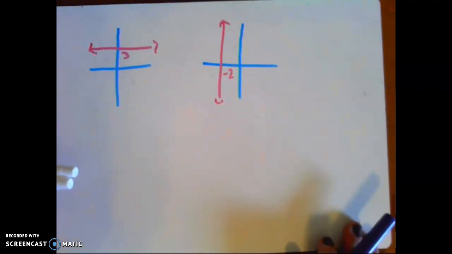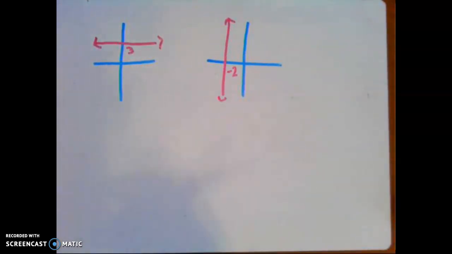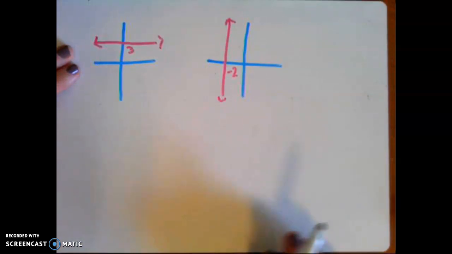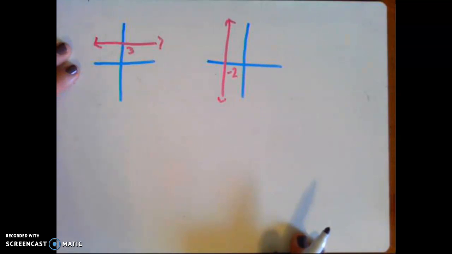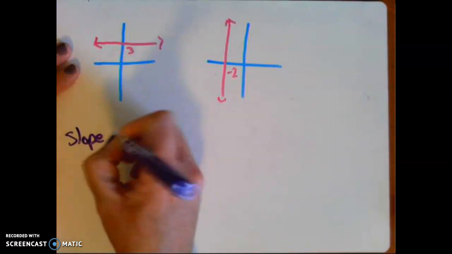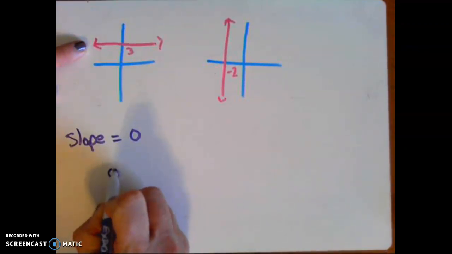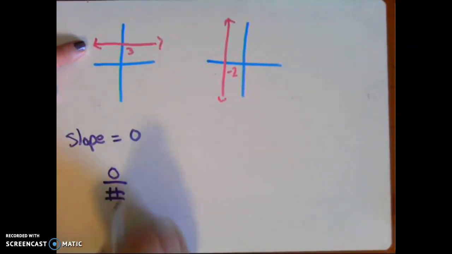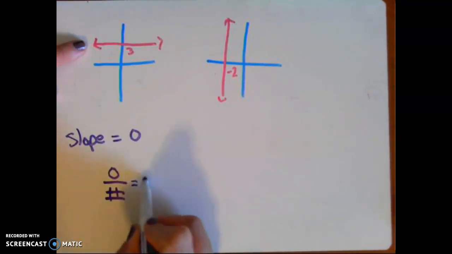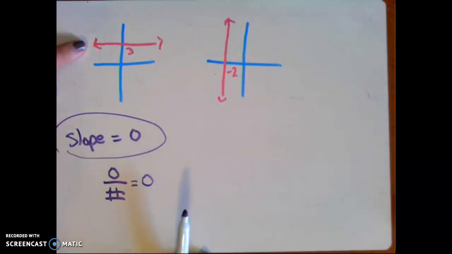Some other helpful things to know about the slopes of lines. If we end up having a horizontal line like we do in the first graph, this is a horizontal line that is crossing the y-axis at +3. This kind of slope for a horizontal line is going to equal 0. Because if I use my rise over run, I am rising nothing and I am running a number, and 0 over a number equals 0. So slopes of horizontal lines are always 0.